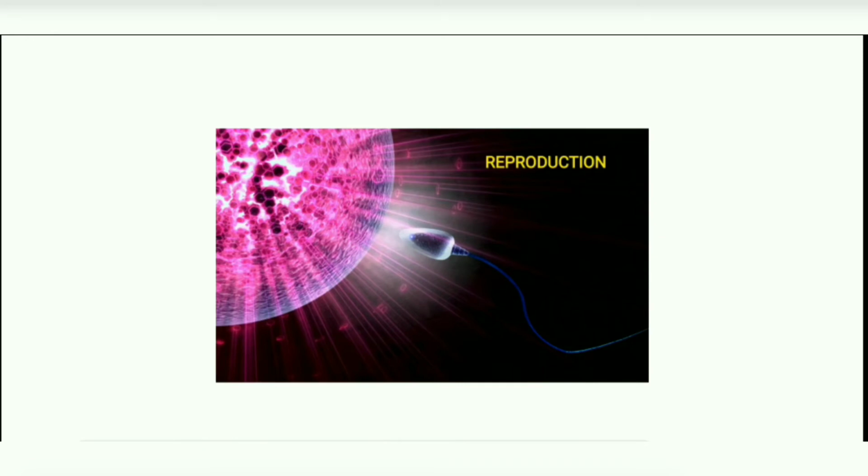Now we'll discuss the seventh life process, that is reproduction. Reproduction means to reproduce. It is a biological process by which an organism produces offspring which are biologically similar to the organism. Reproduction enables and ensures the continuity of a species generation after generation. It is the main feature of life on earth.